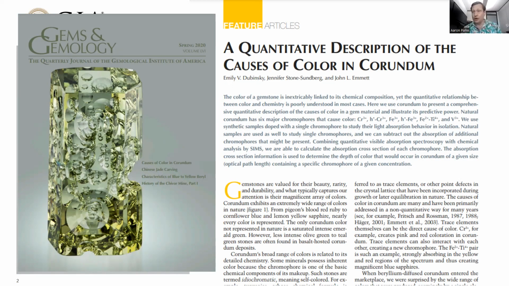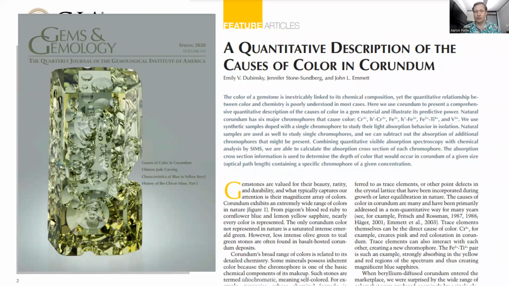If you're interested in the specific chromophores in rubies and sapphires, there was a really great article published in our quarterly journal, Gems and Gemology, which is available online at no charge at gia.edu. The spring 2020 issue had this great article called A Quantitative Description of the Causes of Color in Corundum, written by my colleagues Emily Dubinsky, Jennifer Stone-Sundberg, and John Emmett, where they go in very fine detail about the different causes of color in gem corundum and what's going on at an atomic level.